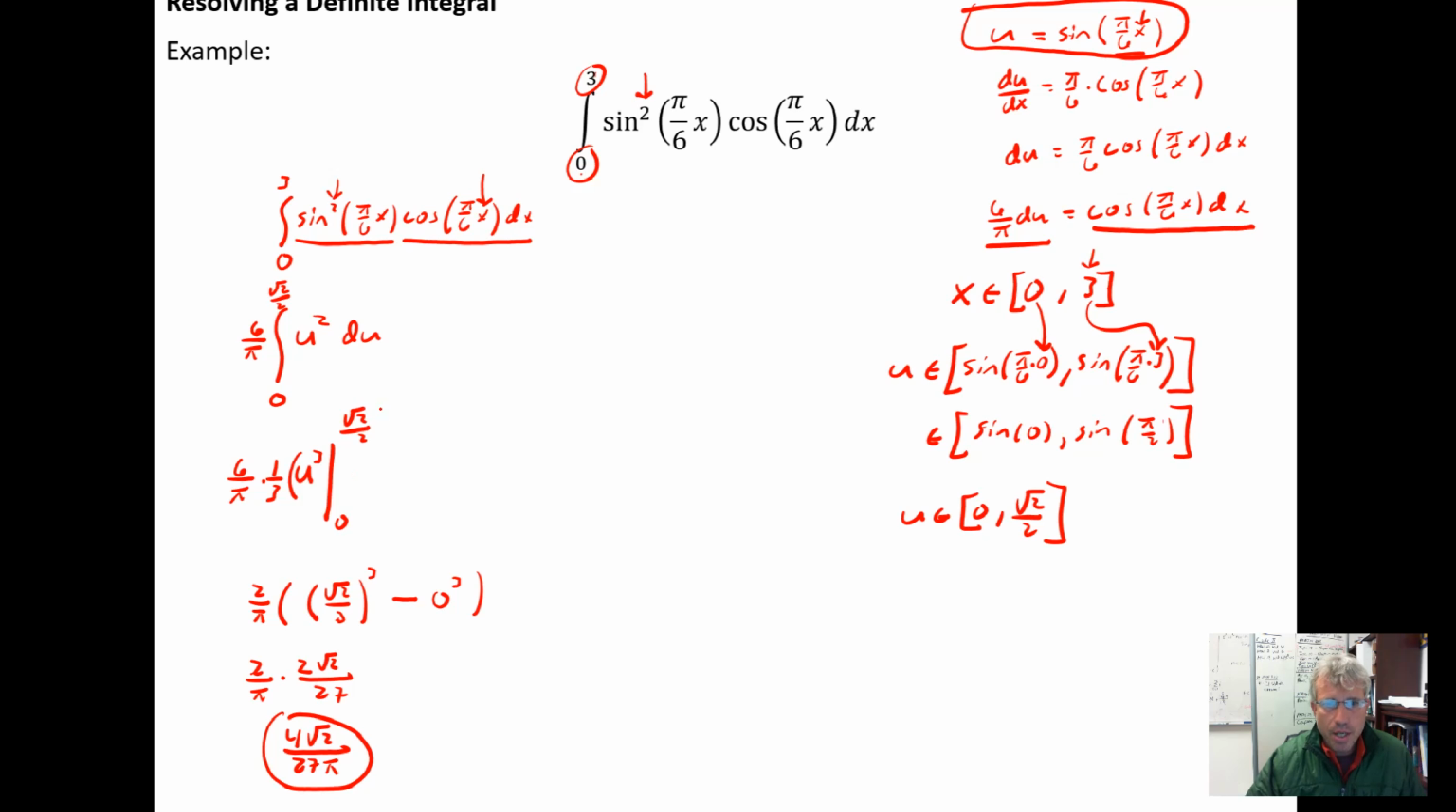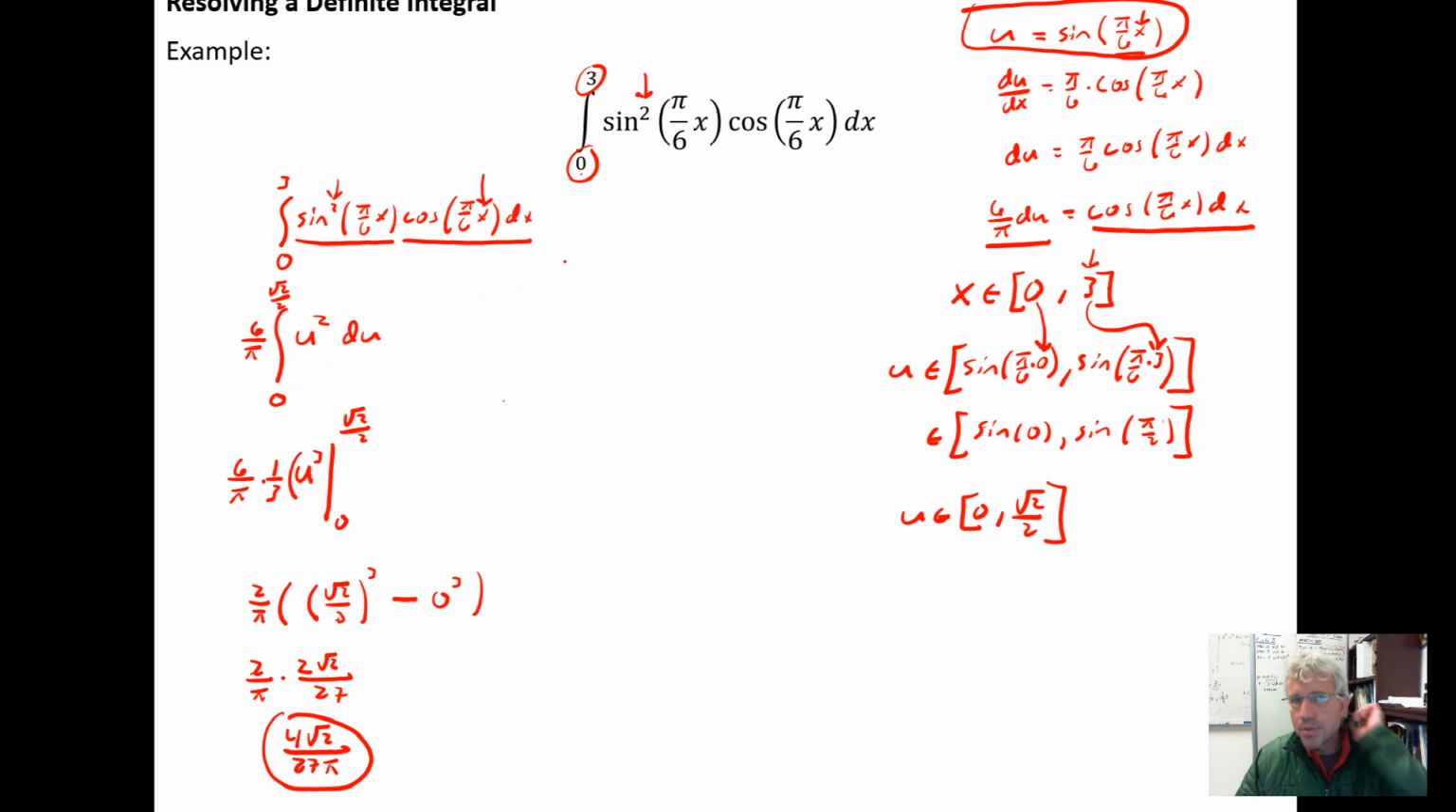If we hadn't changed the bounds of integration, then we would have had to convert back to x world by replacing, after we integrated, the u with the sine of pi over 6x and then evaluate it over the interval from 0 to 3.